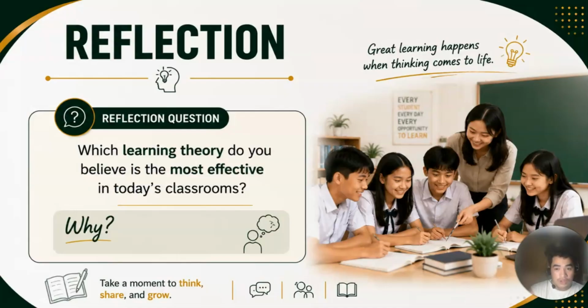I have a question to everyone who is watching this video. Among the 5 learning theories that we discussed today, which do you think is the most effective in today's classroom? And most importantly, why do you think so? So take a moment to reflect on your answer because there is no single correct response. What matters most is how you justify your answer based on the needs of learners. So you can comment down below kung ano ang theory that you believe is the most effective in today's classroom and why.